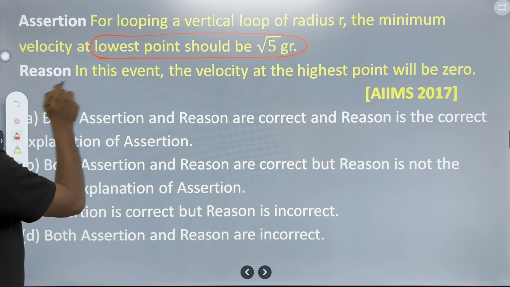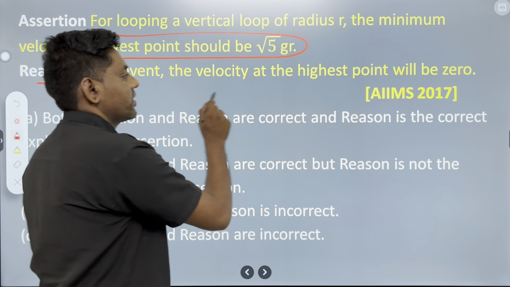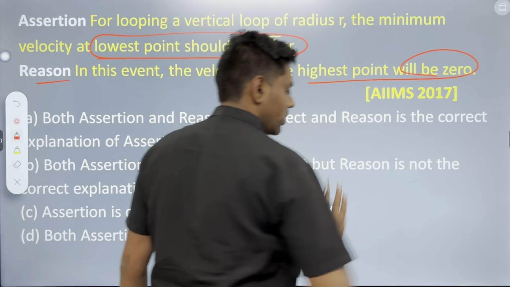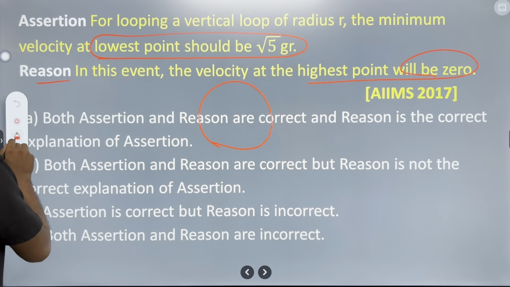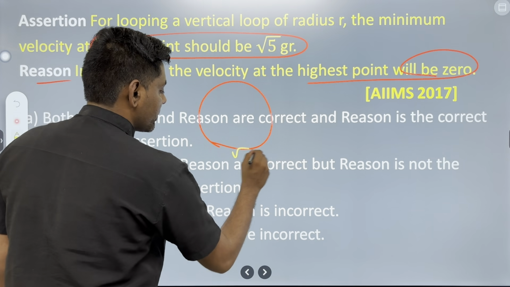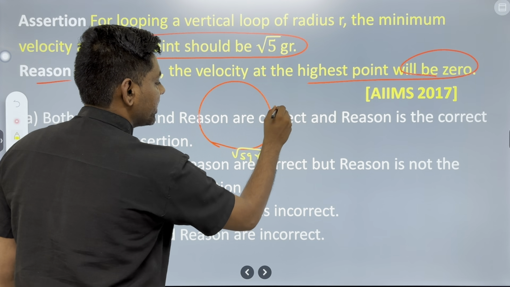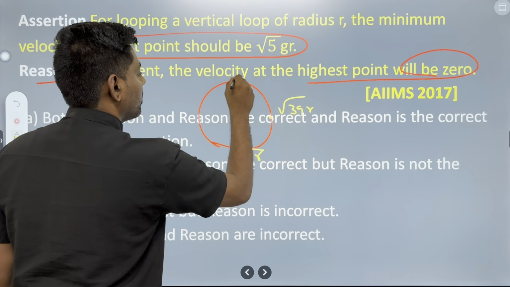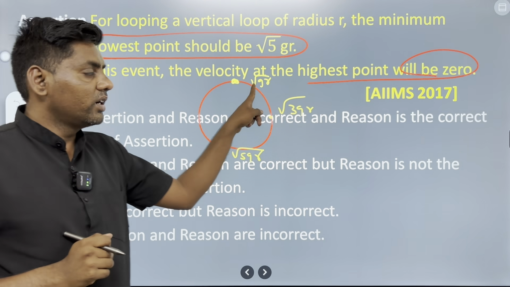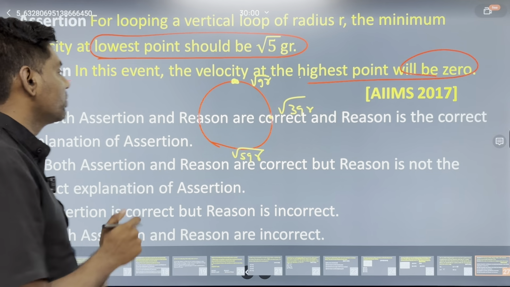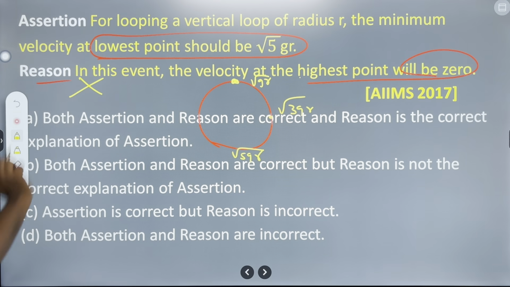अभी हम रीड करेंगे रीजन. In this event the velocity at the highest point will be 0. Not. What happens in that case? जब भी वर्टिकल सर्कुलर मोशन perform कर रहा है, अगर लोएस्ट पे velocity √5g रहेगा तो हॉरिजॉन्टल पे कितना रहेगा √3g, तो टॉप पॉइंट पे कितना रहेगा √g, मतलब जीरो नहीं रहेगा. मतलब सेकंड ऑप्शन जो भी दिया है दैट इज रॉन्ग. तो एसर्शन करेक्ट है, रीजन इनकरेक्ट है. ऑप्शन सी इज द करेक्ट answer of the given example. We go for the next.